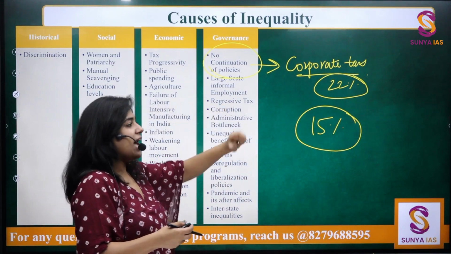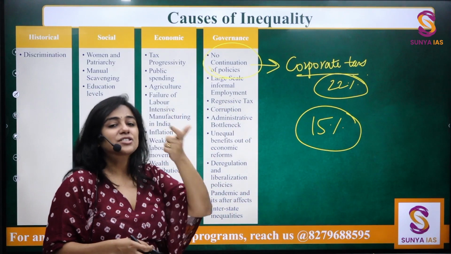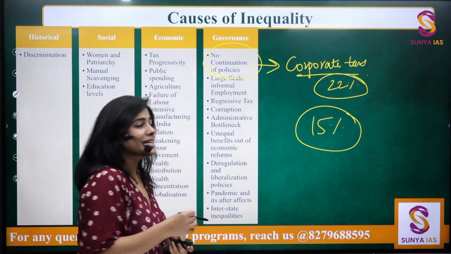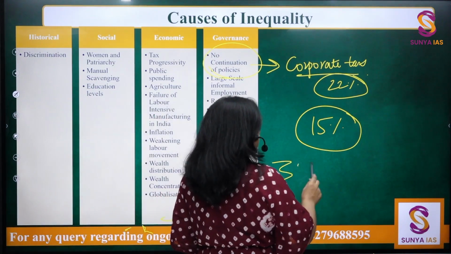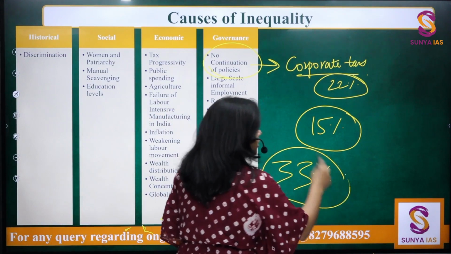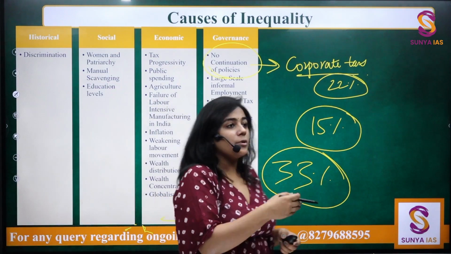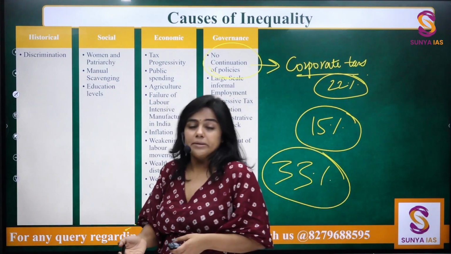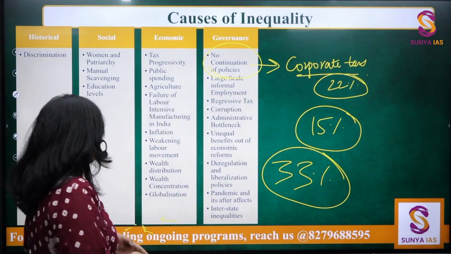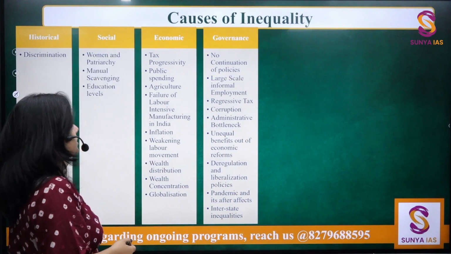But we have to think that the highest tax bracket for a middle class person is 33%. A person is spending 33% of their income giving tax to the government, right? So the parity is not there.